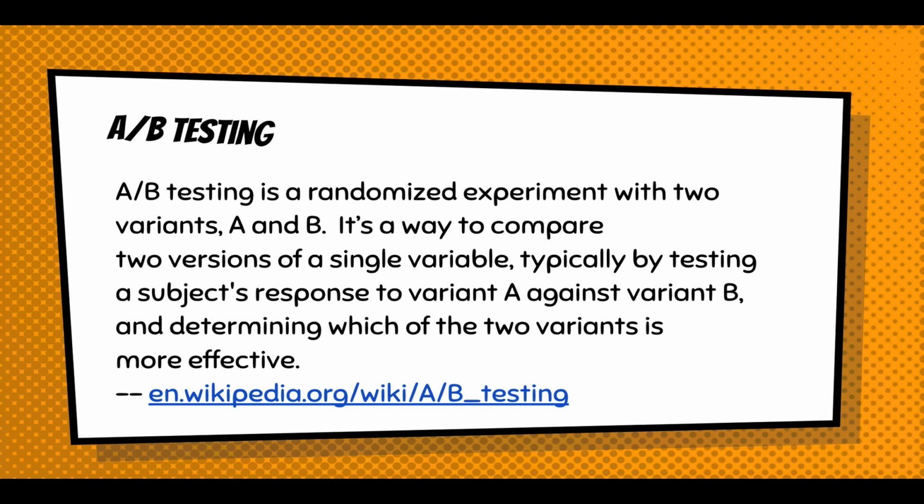Think about it this way. With a form, you might want to test a long form versus a short form, variant A, variant B, and you randomly load them and see which form variant has the higher completion rate among users. It's a very simple way to gradually improve your forms with actual concrete statistics.